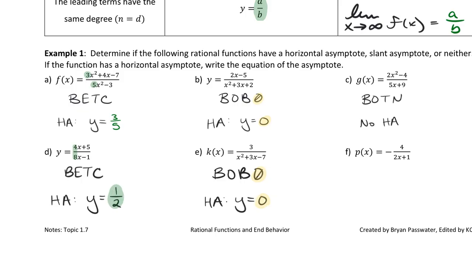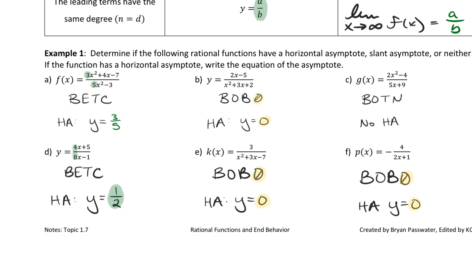How about the last one, Bobo, Botten, or Betsy? Bobo. Still Bobo. Yeah, this one's still Bobo. So since Bobo ends in a 0, we know that the horizontal asymptote here is y equal to 0.